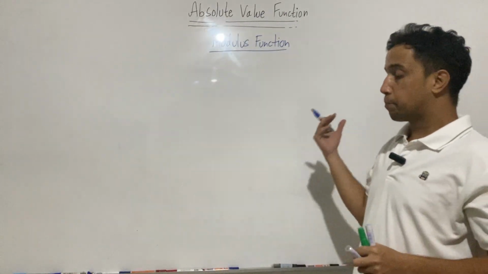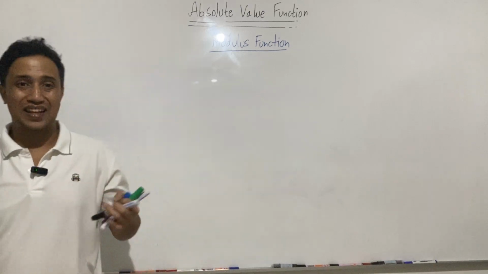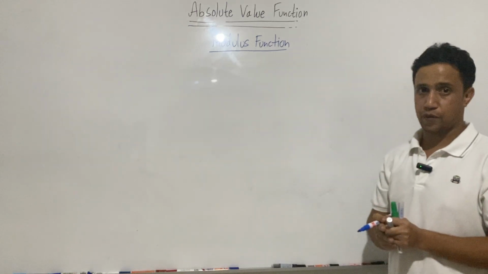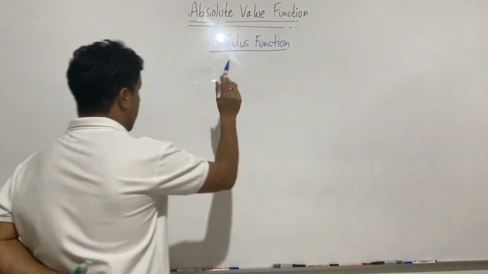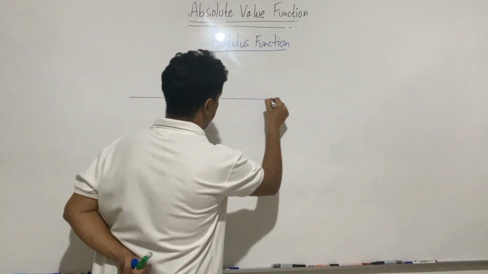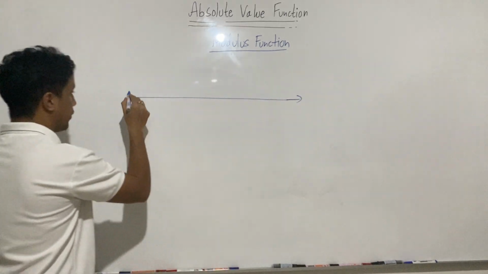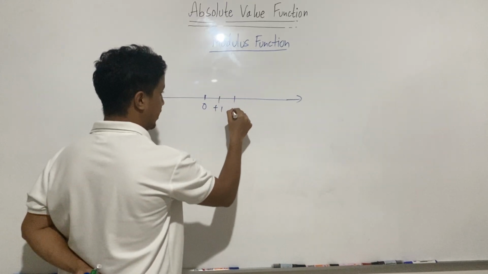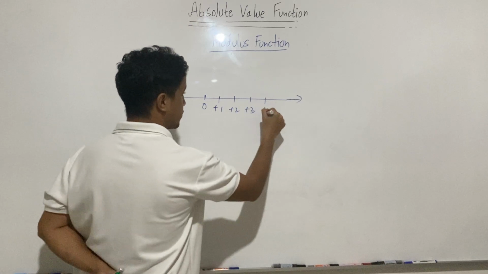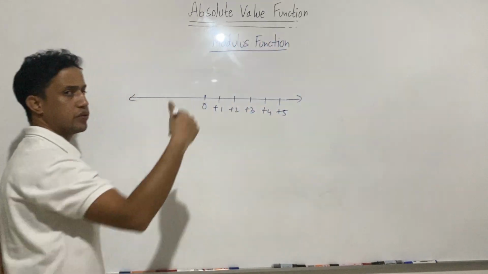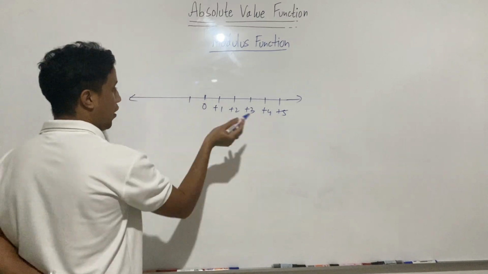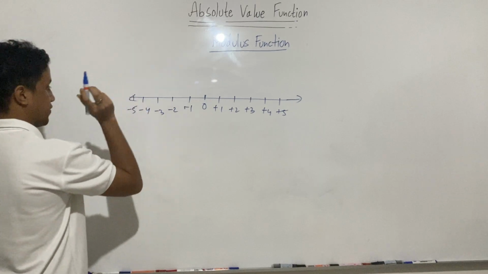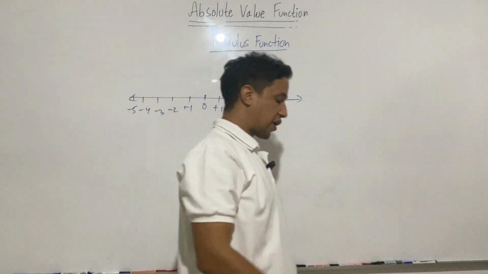Now, first of all, let's come to the definition point of view. What is the absolute value function? Let's take a number line. This is our number line. Here I have 0. On this side I have the positive integers plus 3, plus 4, plus 5, and so on up to plus infinity. And on the left I have the negatives minus 2, minus 3, minus 4, minus 5, and so on up to minus infinity.